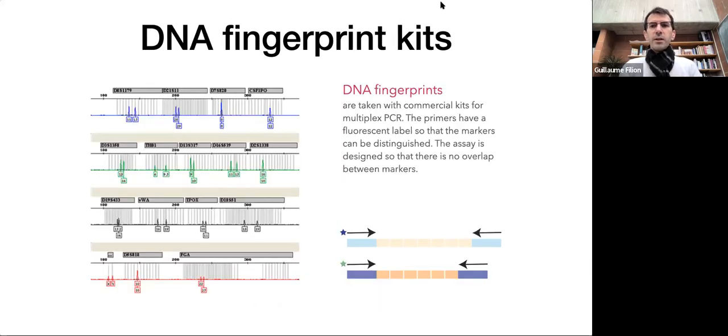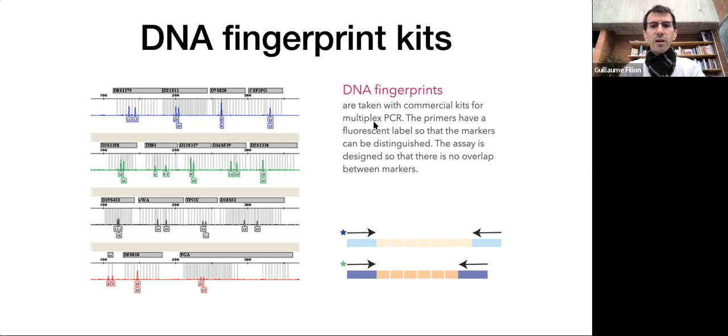So the way it works is that you can actually buy DNA fingerprint kits. I never use them. This is not at all what we do in the lab, but I can imagine that this comes in a box and then you've got all the products. You just have to mix the things together with the biological material, put this in your PCR machine, and then you get the result. So DNA fingerprints are taken with commercial kits for multiplex PCR.